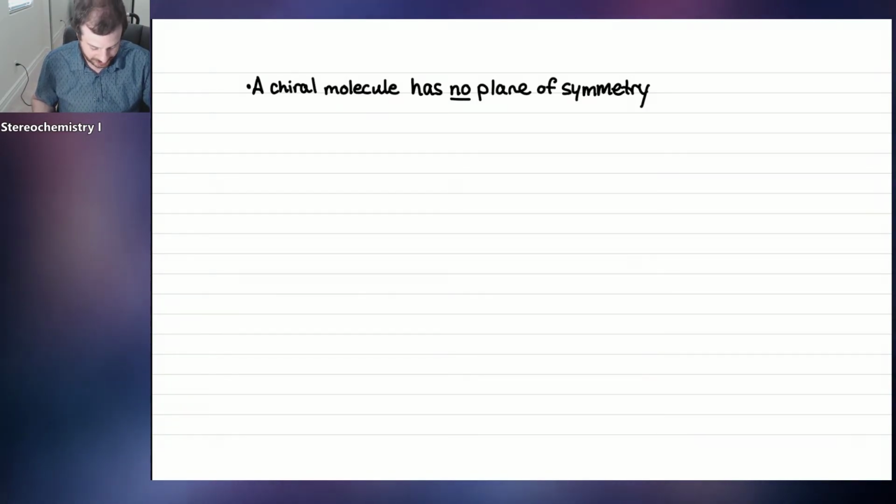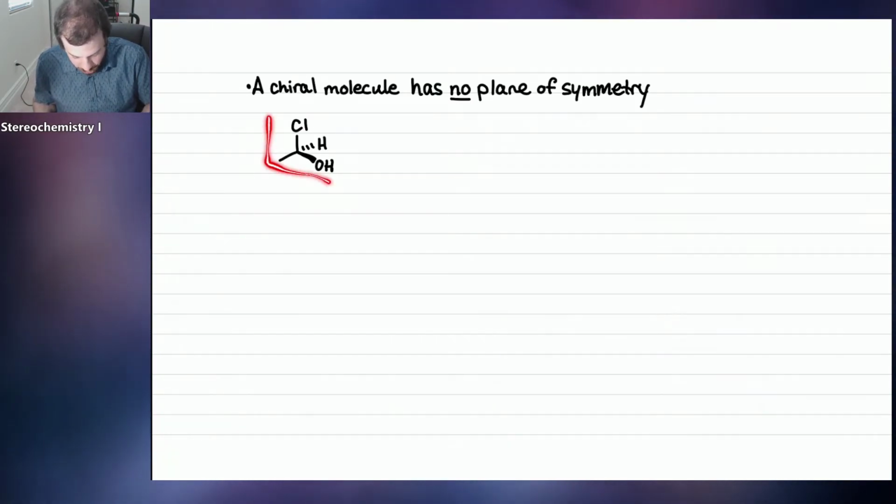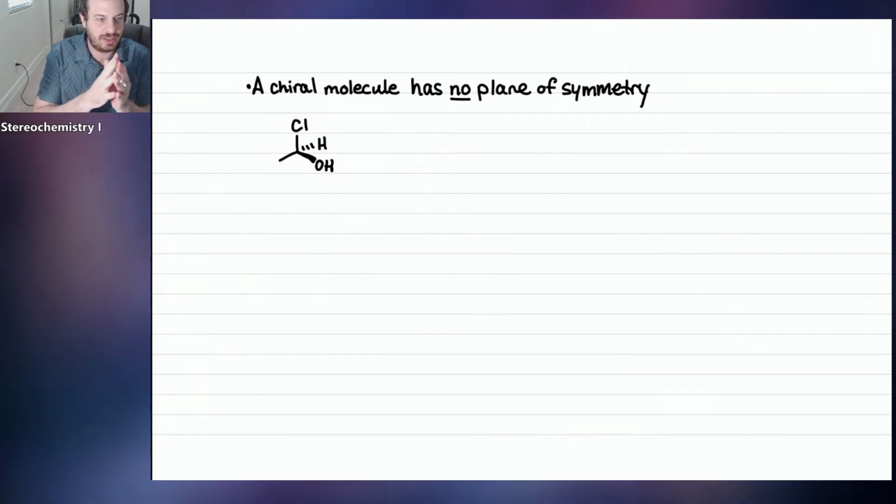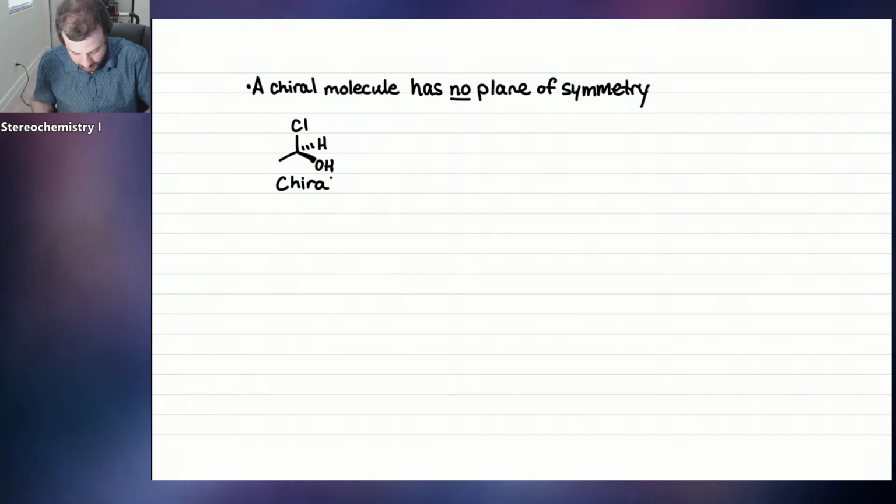So let's take a look at an example. How about the molecule we just had? Okay, here's the molecule that we just had. It is chiral because there is no plane of symmetry. There is no plane that I could draw where this molecule can be internally symmetric. So we call this molecule chiral because it has no plane of symmetry.